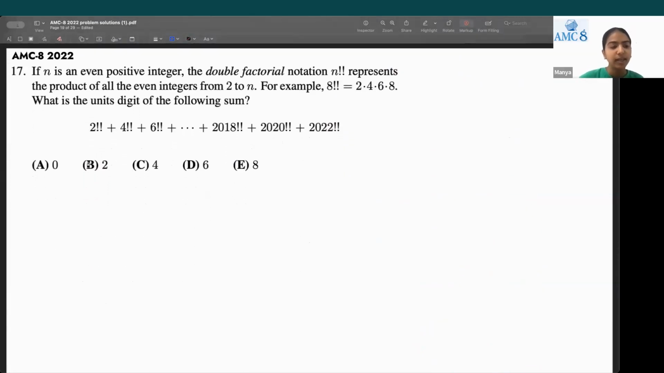Problem number 17. If n is an even positive integer, the double factorial n factorial factorial represents the product of all even integers from 2 to n. For example, 8 factorial factorial is equal to 2 times 4 times 6 times 8. What is the unit digit of the following sum? So we know that 2 factorial factorial plus 4 factorial factorial plus 6 factorial factorial plus 8 factorial factorial plus 10 factorial factorial. 10 factorial factorial, well, 10 times any number will be ending in a 0.